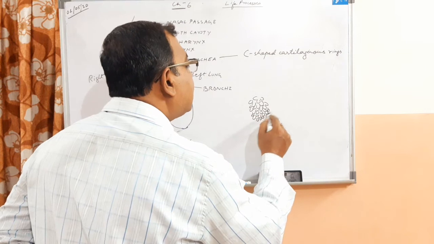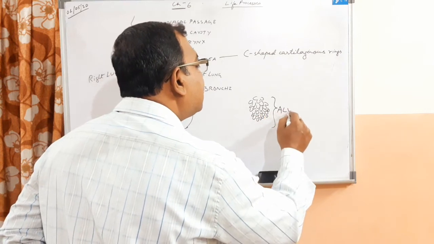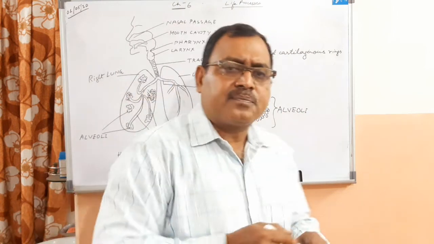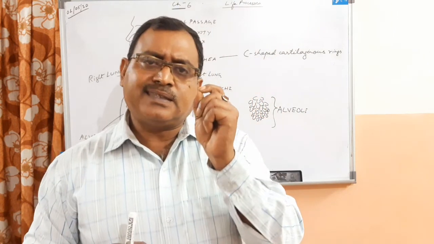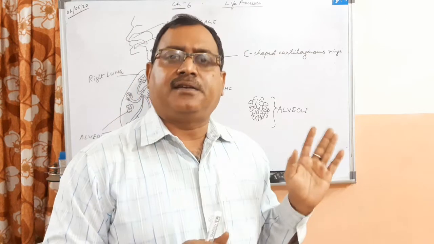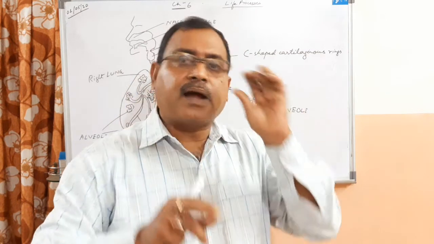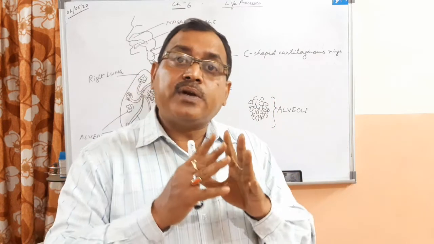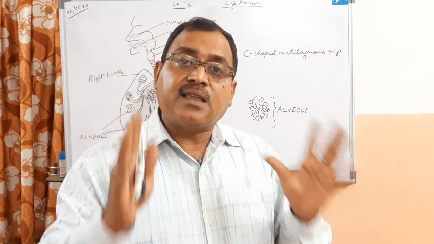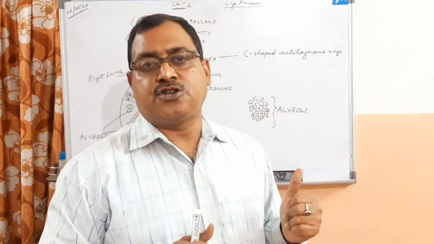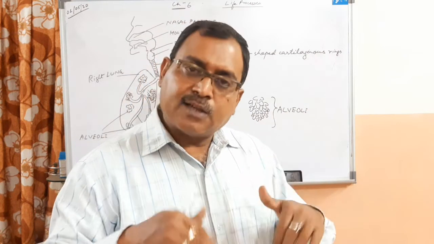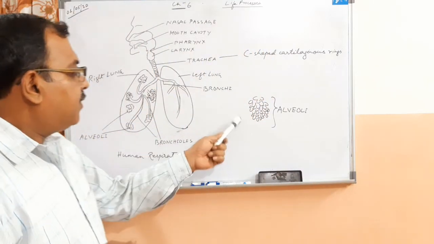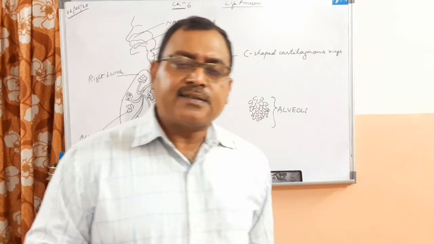These are actually alveoli. These alveoli are only single cell thick. They are extremely thin and they are richly supplied by blood. The main function of alveoli is to increase the total surface area for absorbing oxygen, as well as to release carbon dioxide. Now, the alveoli are extremely important, as I said.